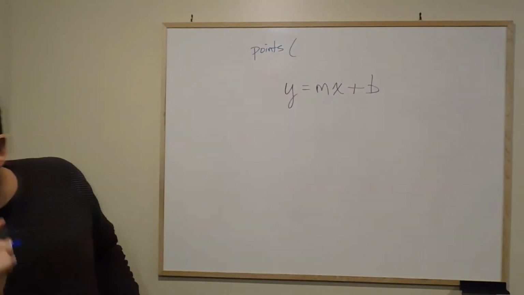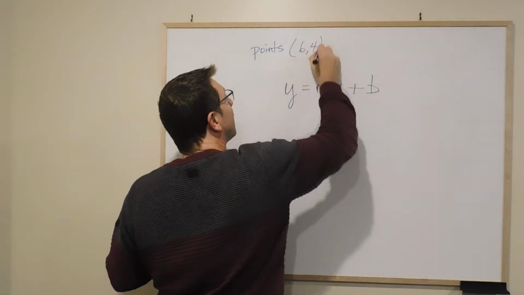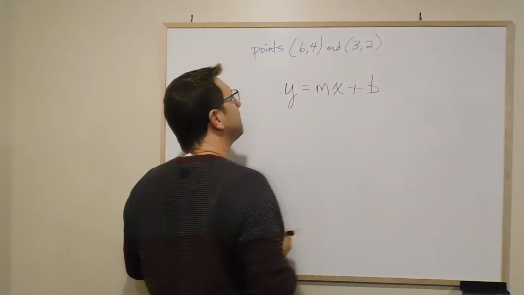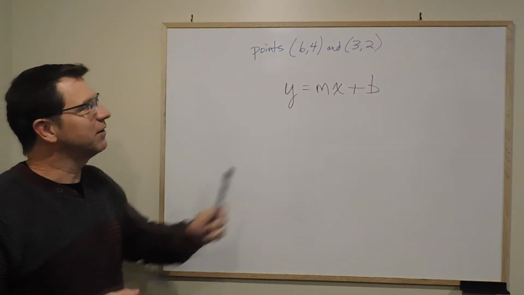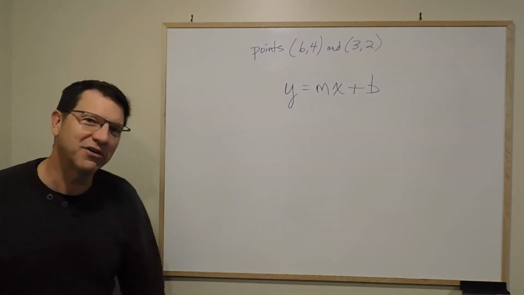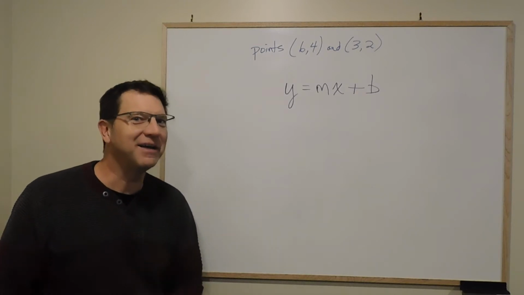All right, so we know the points. What do we got there? 6 and 4 and 3 and 2. Okay. So now we're stuck where we don't know the slope and we don't know the y-intercept. So we might as well go to the kitchen, get ourselves a drink and have a break, right? Wrong. We can find the slope.